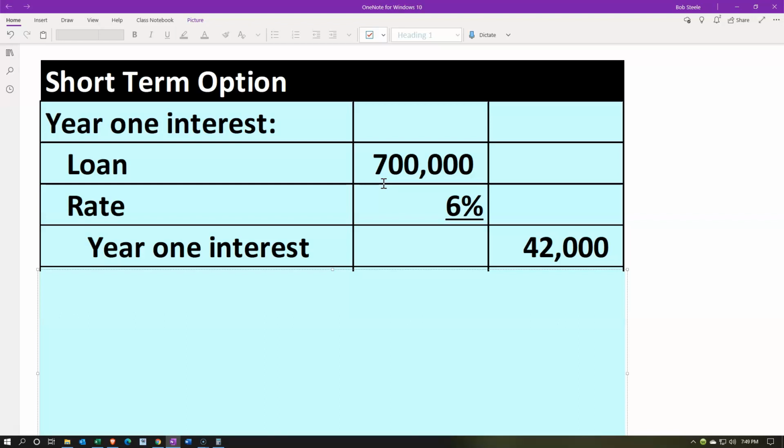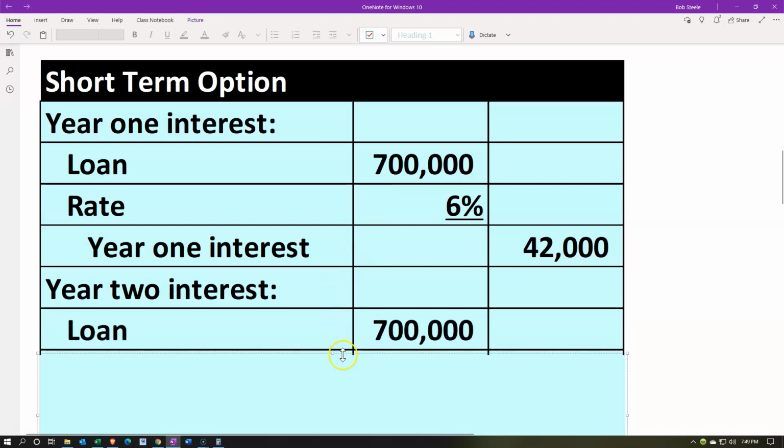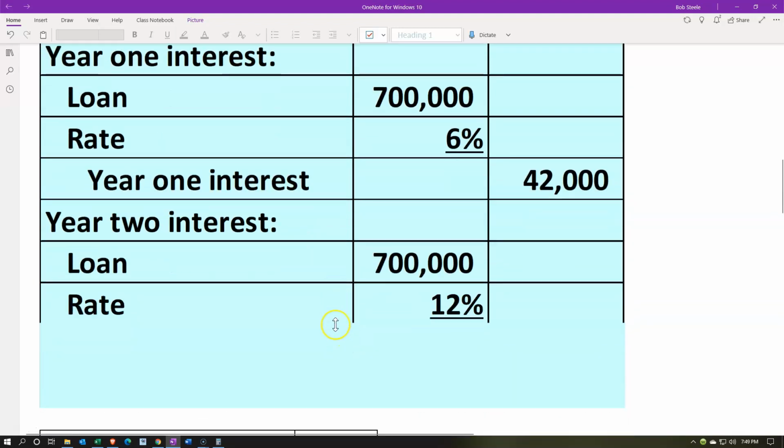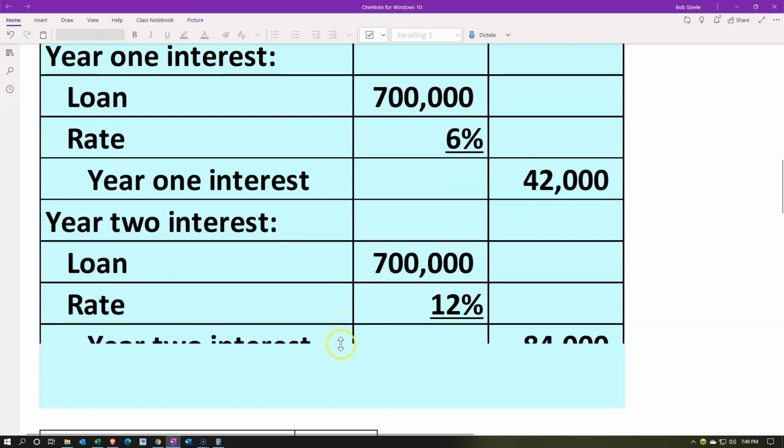And that might be another question as to whether we take the short-term or long-term, the question as to whether we'll need the financing for the second year. So if we need it for the second year, we might then be looking to roll it over. And then we're going to say that the rate for the second year, $700,000 loan, is now going to be at the 12%, so much higher rate on the second year. That means that we're going to be paying $84,000 on the second year.